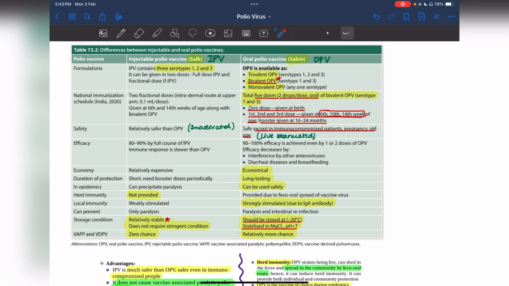OPV should be stored at minus 20 degrees Celsius. It should be stabilized in MgCl2 and pH should be less than 7, while IPV is relatively stable, so it does not require stringent conditions.